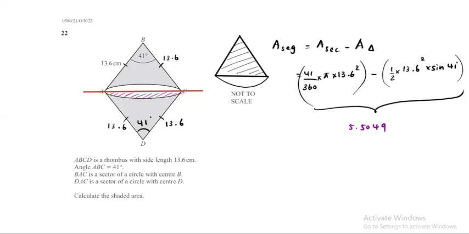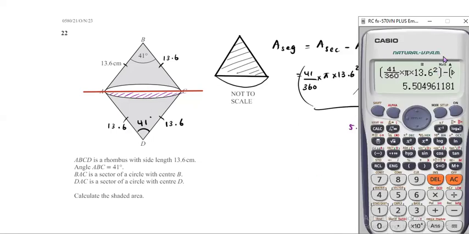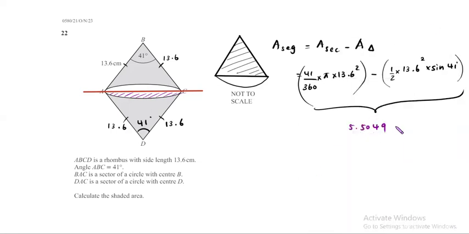5.5049, okay, 5.496. So this is going to be the area of one of the segments. I need to find the area of two segments. So to calculate, or else what I can do is just leave it like this itself. This is the area of the segment that we have here.